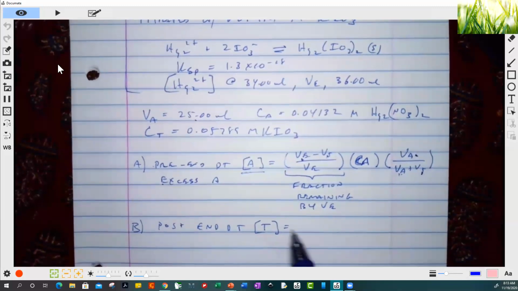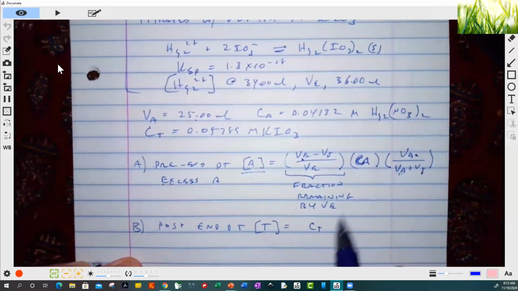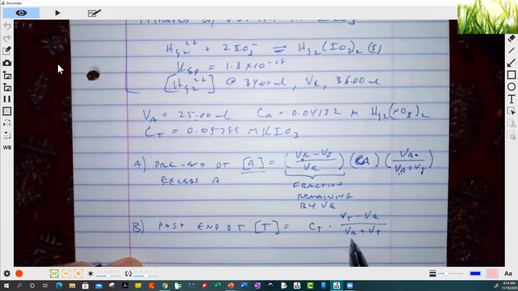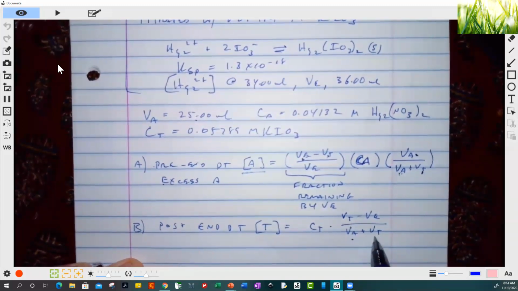So that one is actually fairly easy to calculate, right? And that's equal to the titrant concentration times VT minus VE. That's how many mils above the endpoint you've gone, divided by VA plus VT. This is the analyte volume plus the titrant volume. This is the total volume in the solution, and this is how far above you've gone. So this is a dilution factor for CT, right?